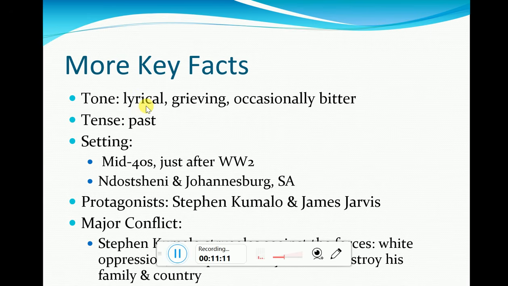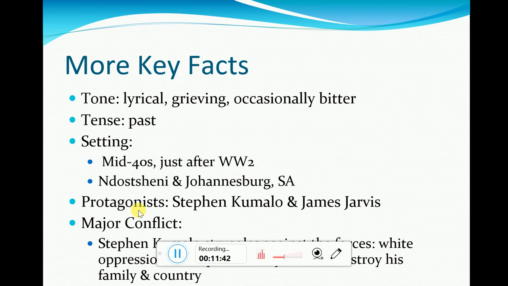The tone is lyrical. Bear in mind that the tone is dependent on the choice of words, which we normally know as diction. It's lyrical. The tone is also grieving, bearing in mind the title, Cry, the Beloved Country. Hence, I've said this is very sad and portrays a mood of somberness, and then occasionally bitter. It is narrated in the past tense and the setting is the mid-40s. The setting is in South Africa, in a rural place called Ndotsheni, as well as in Johannesburg.